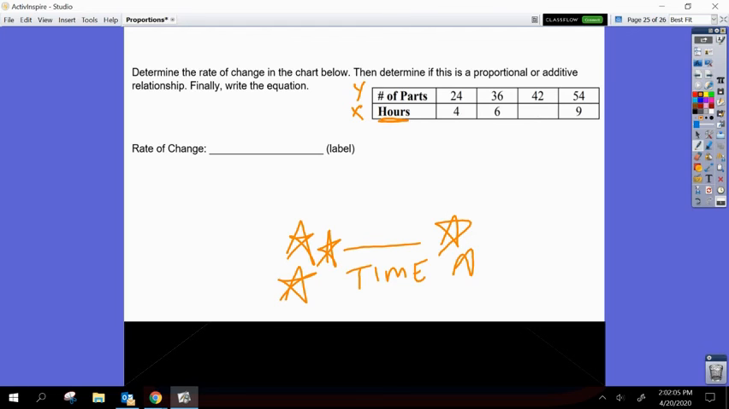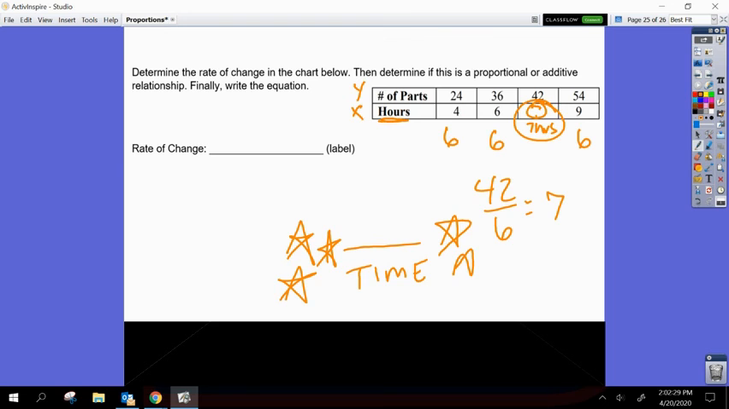So it's 24 divided by 4, which is 6. 36 divided by 6, which is 6. We know it's going to fit, so we'll find out what that is in just a second. But we also know that 54 divided by 9 is also 6. So the question is, 42 divided by 6 is what? Well, 42 divided by 6 is 7. That means this is 7 hours right there.